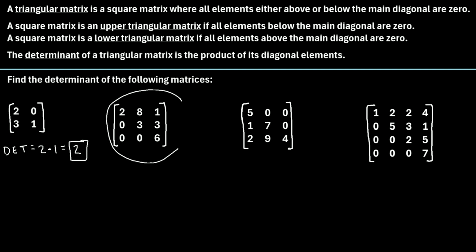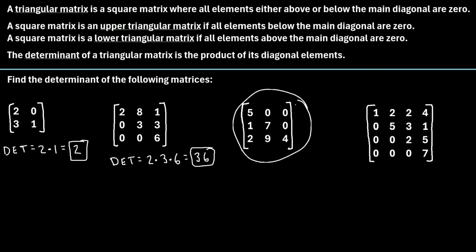Alright, now let's check out this next matrix right here. So again, if we look at the main diagonal, we can see that all of the elements below the main diagonal are all zeros. So this particular matrix is an upper triangular matrix. So to find the determinant of it, since it is a triangular matrix, all we have to do is take the product of the values along the diagonal. So 2 times 3 times 6. So 2 times 3 is 6, and 6 times 6 is 36. So we'd say the determinant of this matrix is 36.